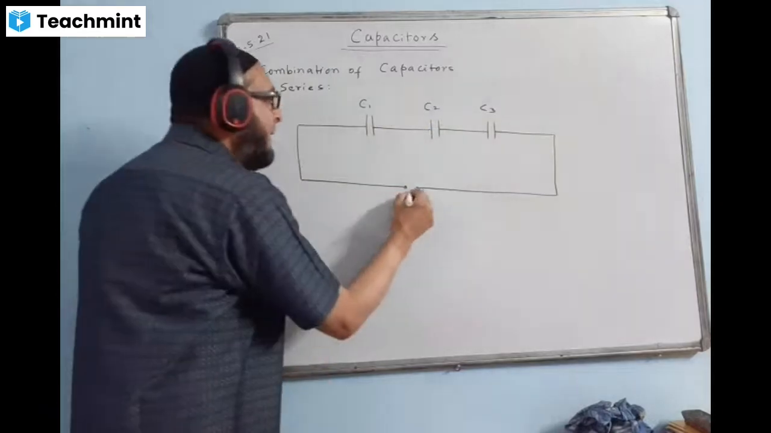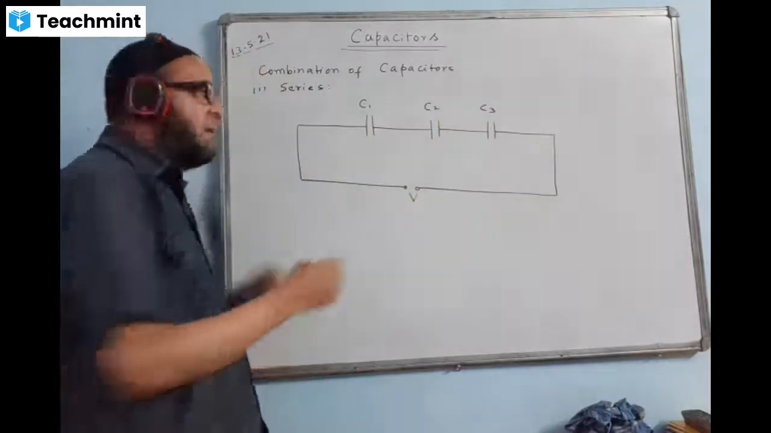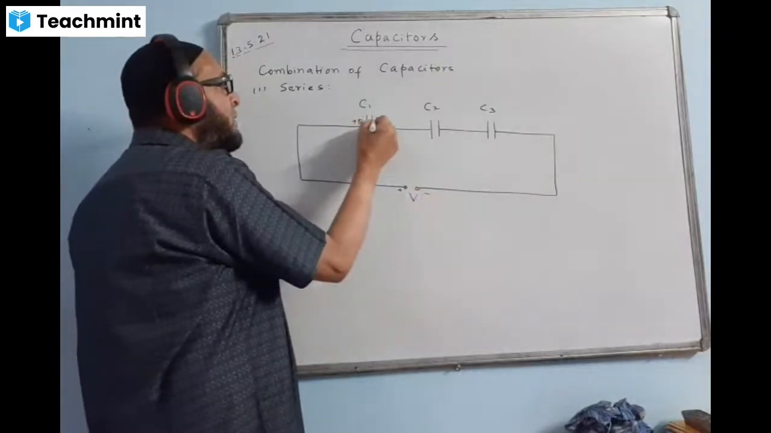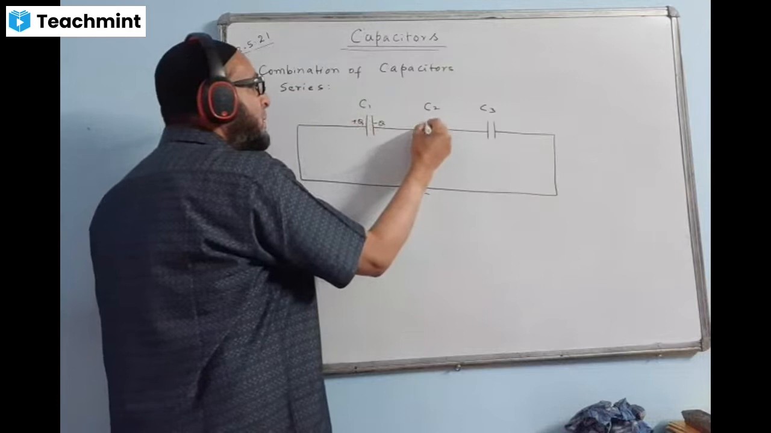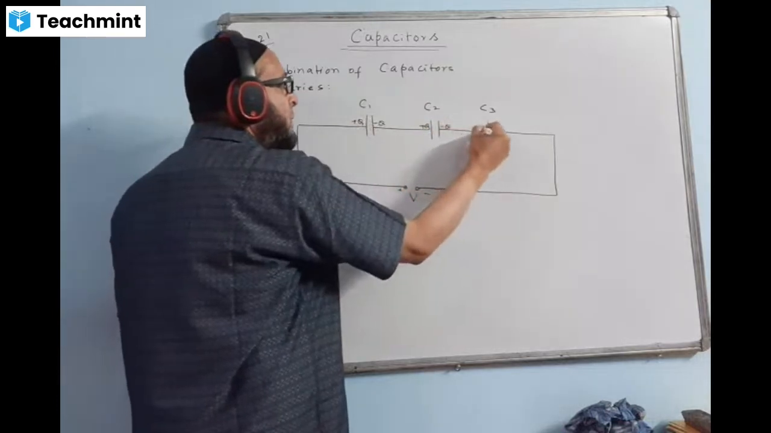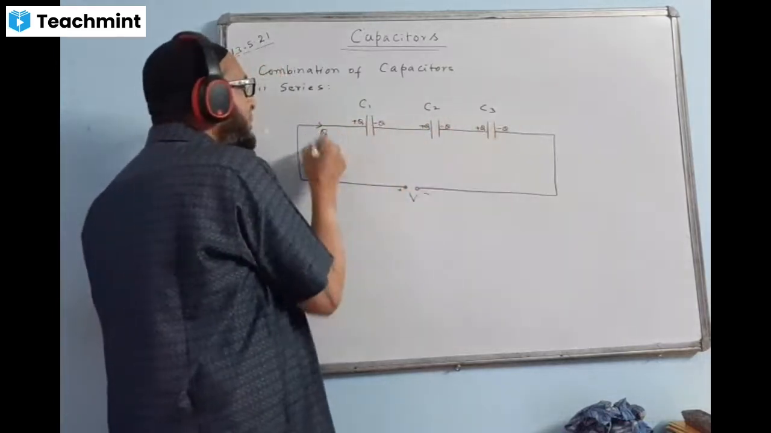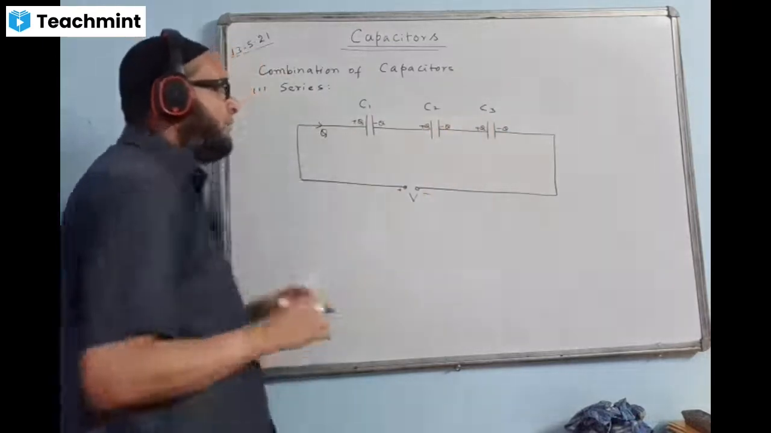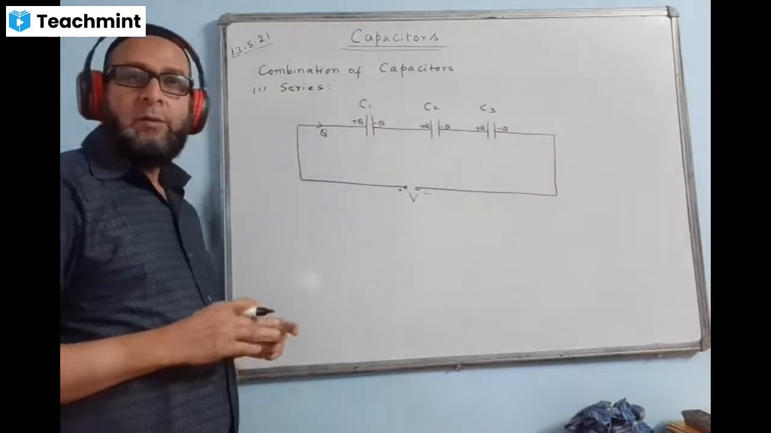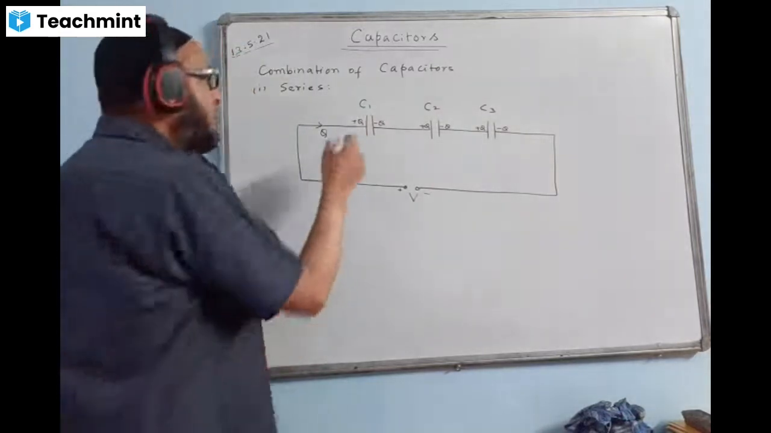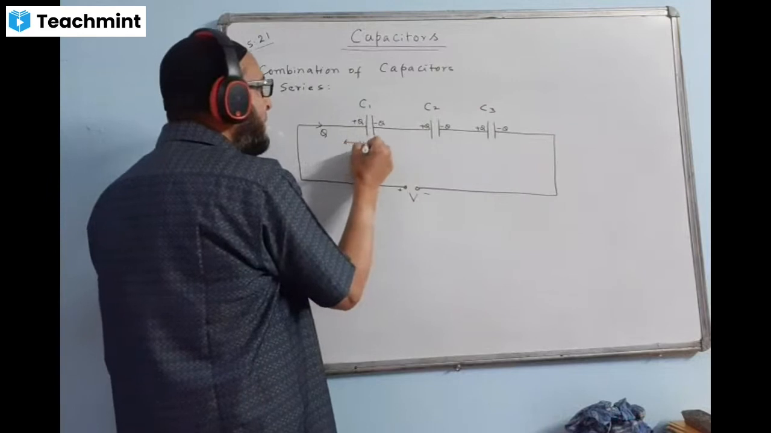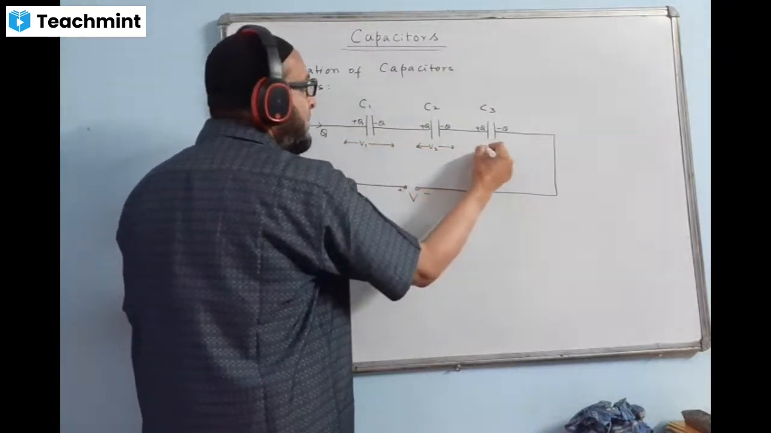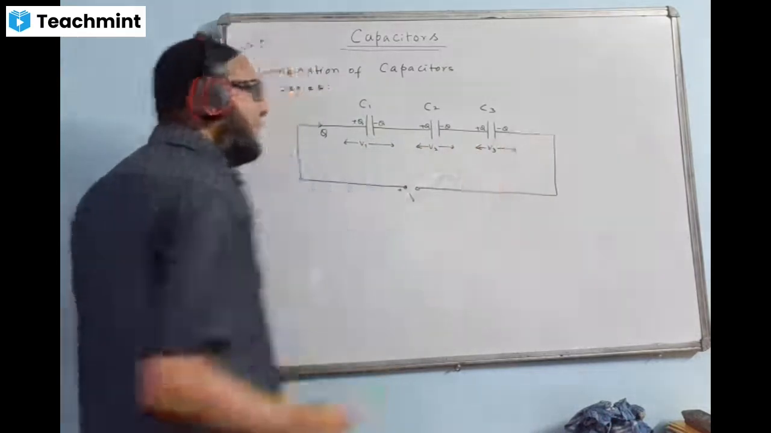And the total voltage applied is V, that is, the total potential given is V. This side we can keep positive, this side negative. This side will be plus Q, this side minus Q, plus Q, minus Q, plus Q, minus Q, and the total charge Q is flowing from the source like this and getting stored in them. Now the potential across this I'll mark as V1, across this V2, across this V3, and so on.